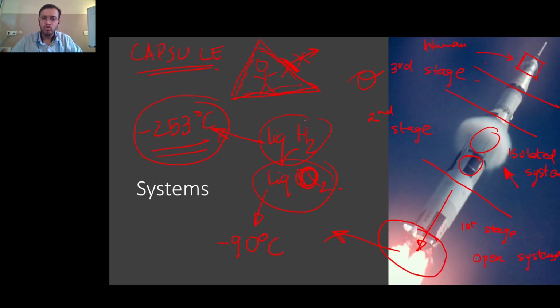At the same time, you want all sorts of communication, all of the controls for all of these rocket stages, to pass through. To operate the controls, you need energy and you need that to pass through. So this is an example where no mass is flowing across the boundary, but there is interaction of energy across the boundary. So this capsule is an example of a closed system. In this rocket, you have an open system, an isolated system, and a closed system.